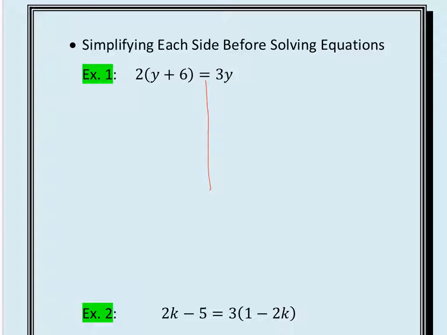So in example 1, using the distributive property, I can multiply the 2 through into the parentheses. So 2 times y is 2y. 2 times 6 is a positive 12. I didn't do anything with the right side, so I'm just going to bring down the 3y. Now I have a y term on the left and a y term on the right. Out of those two terms, the 2y is the smaller. So I'm going to move the 2y to the right. The opposite of a 2y is a minus 2y. So I'm going to subtract 2y from both sides. And we get a 12 on the left and a y on the right.